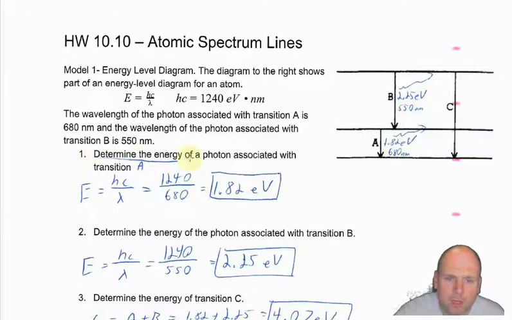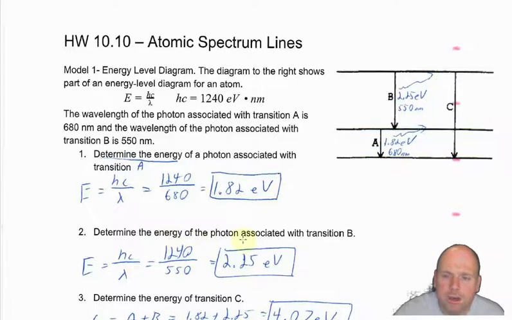Number 1, determine the energy of a photon associated with transition A. Well, this is the energy of a photon due to a drop. That's going to be E equals hc over lambda, which is wavelength. E equals hc over wavelength, which is 1240, because remember h times c is 1240, divided by 680, gives me 1.82 electron volts. So I know that the drop A is 1.82 electron volts and has a wavelength of 680 nanometers. Boom, that's it.